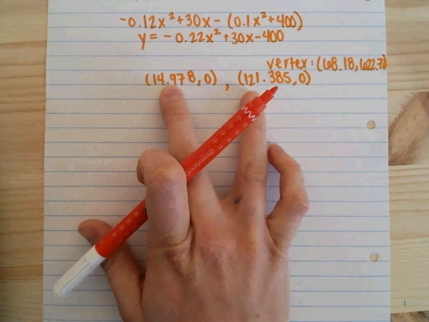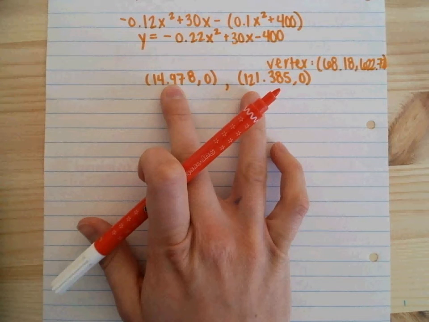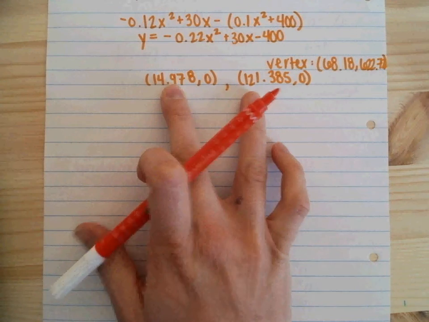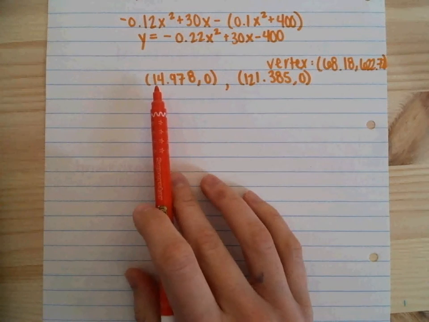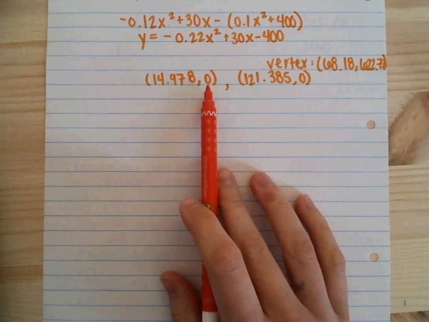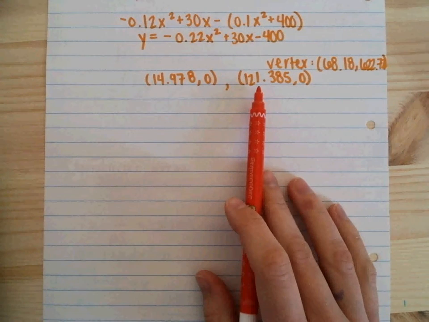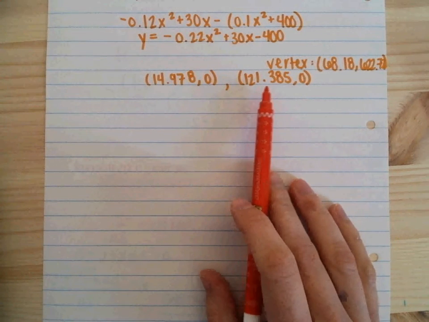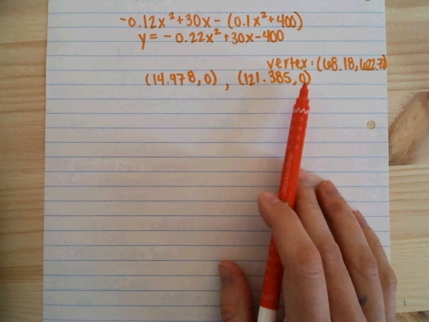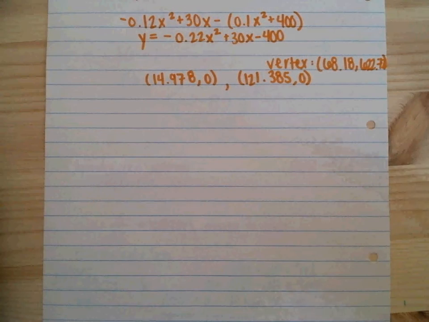Okay? So what that means in the context of the problem, the upper and lower bounds for the number of books that can be produced per week for the company to make a profit. So they need to produce at least 14.978 books to come out with exactly $0, where they don't lose any money. On the flip side, they have to produce 121.385 maximum to have a profit of 0 without losing any money. So these are the upper and lower bounds for the number of books that they can produce to make a profit.